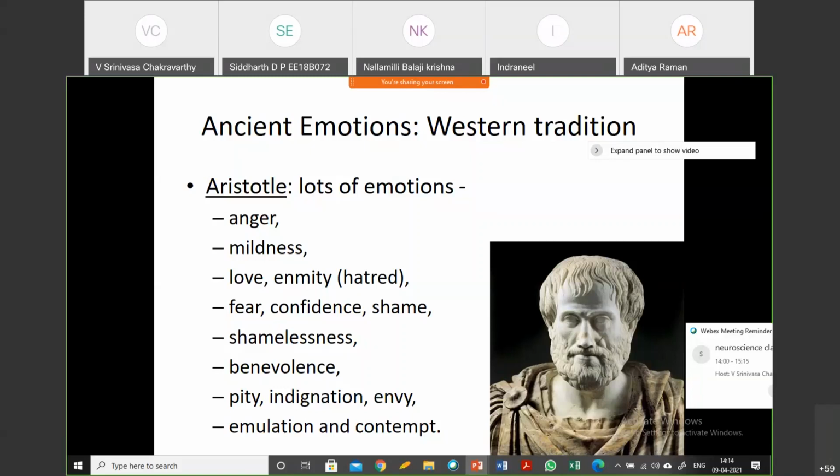So Aristotle talks of emotions. The list he gives is like this: anger, mildness. You don't know what that means. Just being a temperate, passive person.